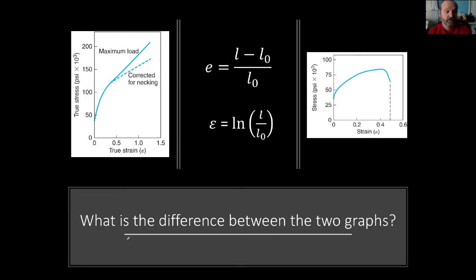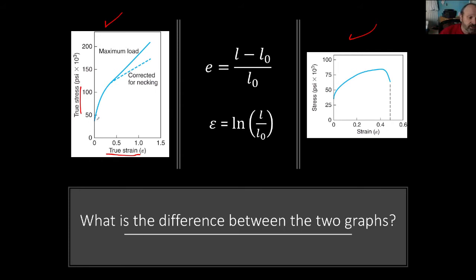So here we have another set of stress strain curves. On the right is your standard engineering stress strain, and on the left is your true stress strain, true stress versus true strain. This is basically the same material on the right and on the left. It's just two different ways of plotting the data.